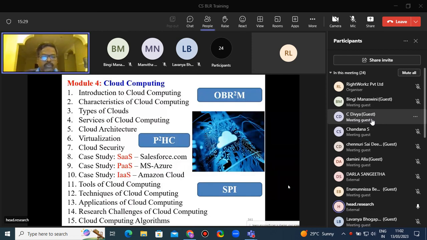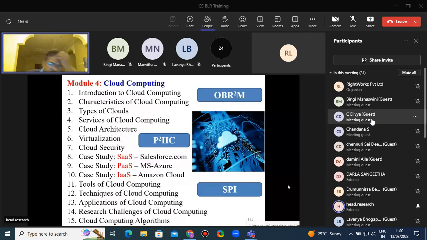So the fourth module is cloud computing. In this cloud computing, what I am going to cover: introduction to cloud computing, characteristics of cloud computing, what are the types of cloud computing, and what are the services of cloud computing, what is meant by cloud architecture, virtualization, cloud security, and case study of software as a service.